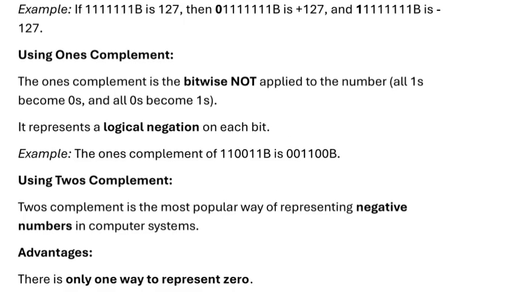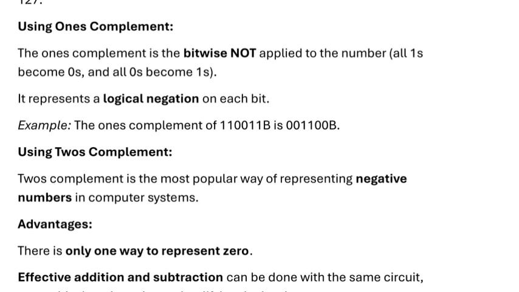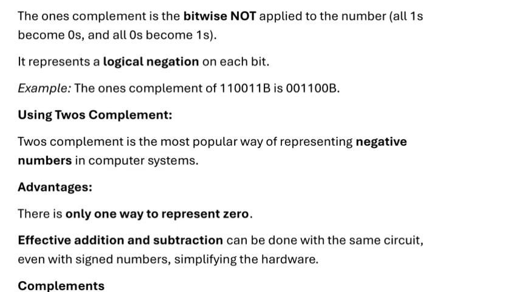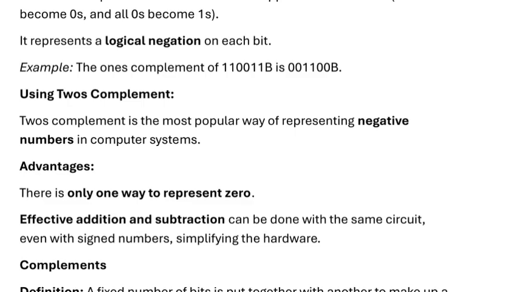Using ones complement. The ones complement is the bitwise NOT applied to the number: all ones become zeros, and all zeros become ones. It represents a logical negation on each bit. Example, the ones complement of 110011b is 001100b.